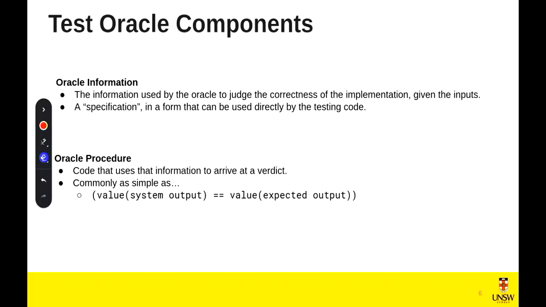And then we also need to have an oracle procedure. Once we have the information that could help us check the correctness of the code, we have to somehow use that information. The code using this information is considered an oracle procedure. And normally it could be as simple as a check for equality: whether the actual output equals the expected one.